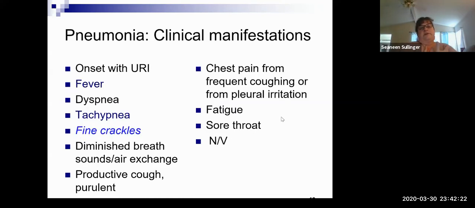So different clinical manifestations that you might see, again, onset with an upper respiratory infection, generally a fever, dyspnea, difficulty breathing, tachypnea, increased respiratory rate, fine crackles, so little itty bitty crackles, not like crumpling up paper. Diminished breath sounds, you can't hear the air moving. Often a productive cough, and it's purulent, pussy. Chest pain from the coughing, often very tired, you get a sore throat, and sometimes you'll even have nausea and vomiting.